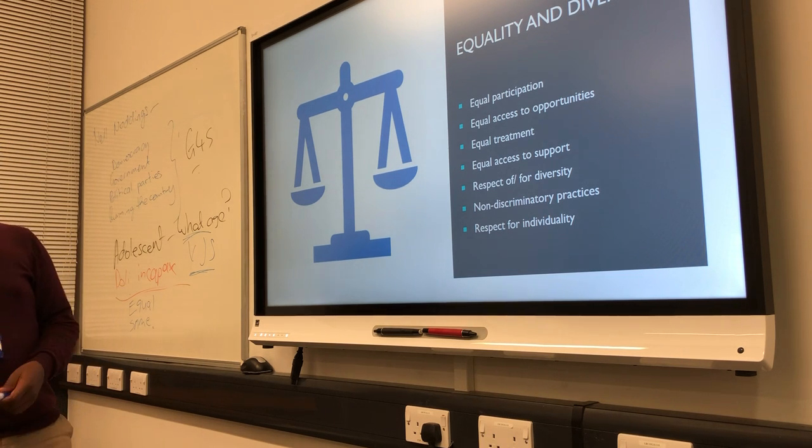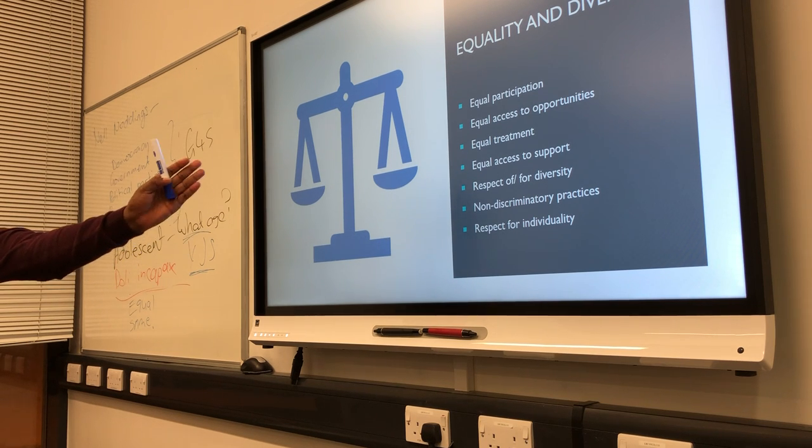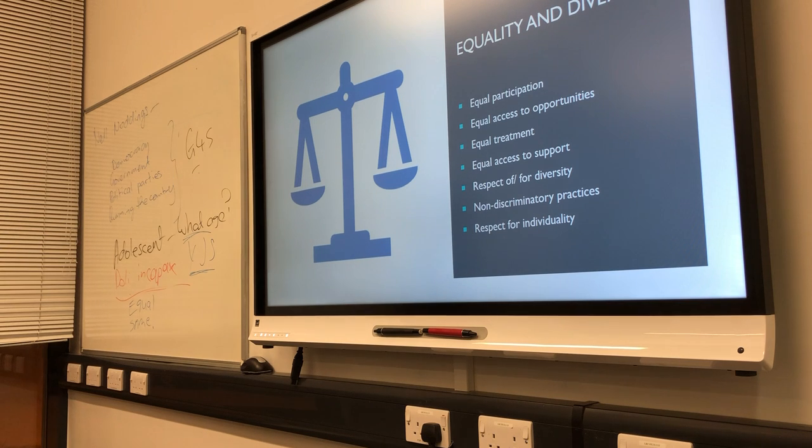Many have non-discriminatory practices. Regardless of what child you're dealing with, you have to treat them equally. Do not discriminate on any grounds. And you also need to respect that not two children are the same. This is actually lining up with the EYFS when you talk about a unique child. Okay, okay to move on?